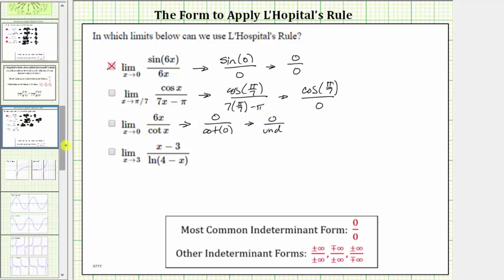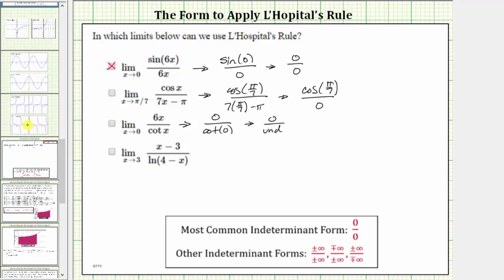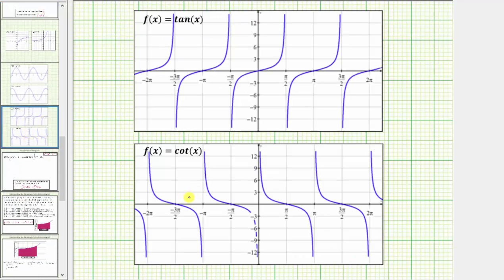Also, if we look at the graph of the cotangent function, which we should recognize here, notice as we approach cotangent 0 from the positive side or right side, we approach positive infinity. From the left or negative side, we approach negative infinity, which again verifies that cotangent 0 is undefined. And we also have a vertical asymptote at x equals 0 radians.